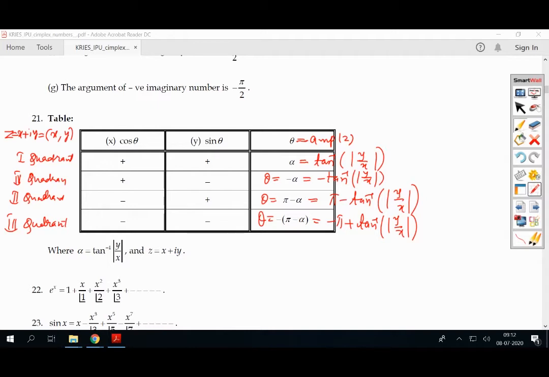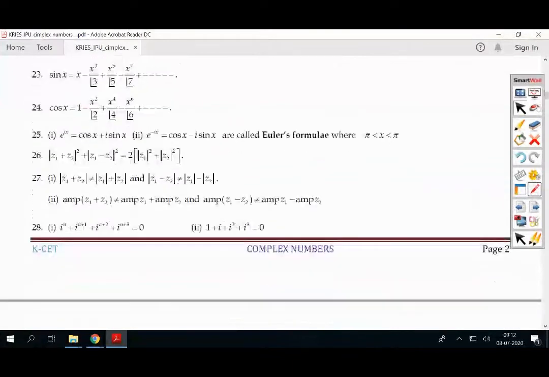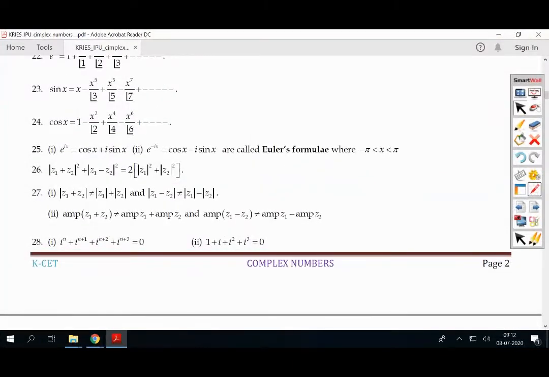Now we'll go to the next one. These results you can all use, along with Euler's formulas, in your regular problems: sin x expansion, e power x expansion, cos x expansion. Here modulus of z1 plus z2 square plus modulus of z1 minus z2 square is 2 times mod z1 square plus mod z2 square. I'm going to use this last result.